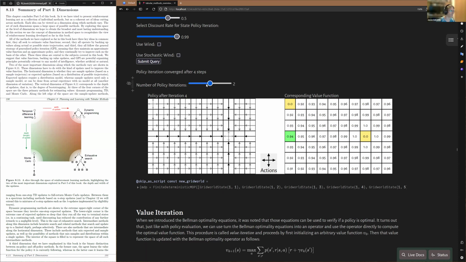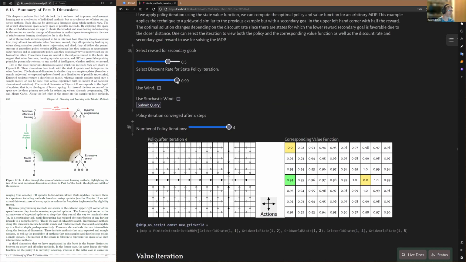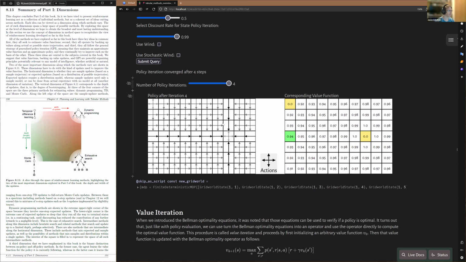You could see it might make sense that early on in the process, it's confused and thinking that it's actually good to go to this state. And it takes a few more iterations to realize that actually it's more advantageous to go all the way over to this state, at least with this discount rate. But anyway, at the end of the process, this is showing the optimal policy. And it should be kind of obvious why this is the optimal policy. We're just moving directly towards this goal.